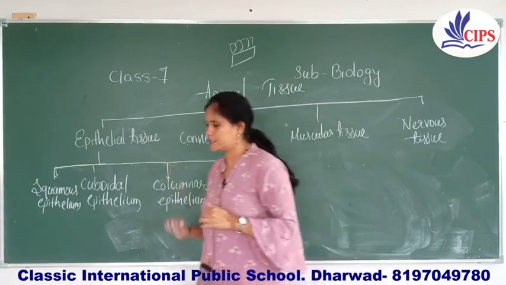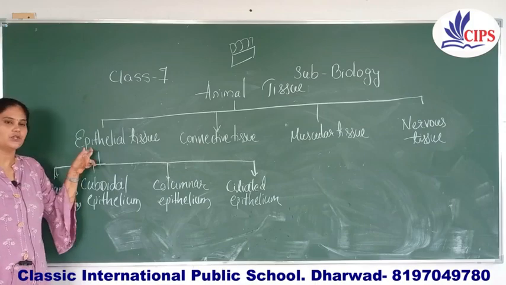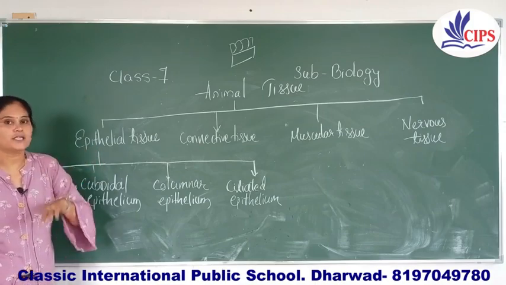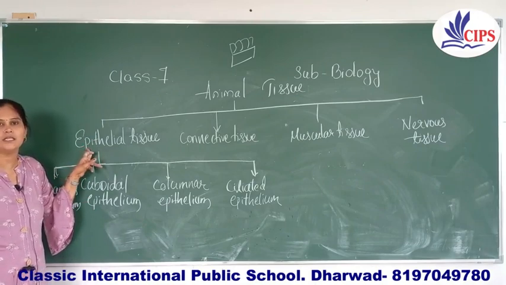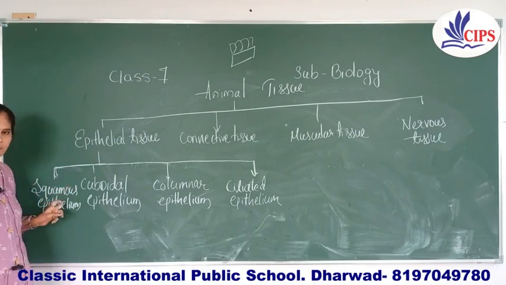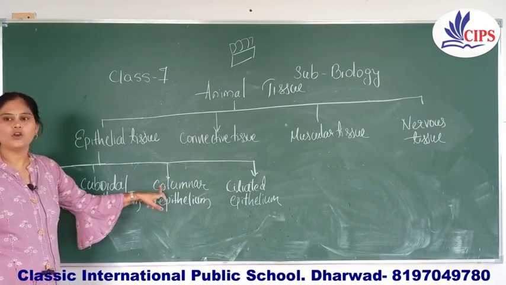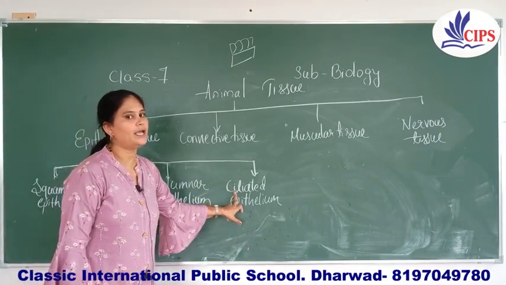Now let us see the types of epithelial tissue. Depending on the shape of the cells, these epithelial tissues are divided into squamous epithelium tissue, cuboidal epithelium tissue, columnar epithelial tissue and ciliated epithelium tissue.